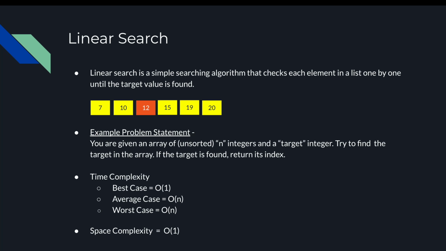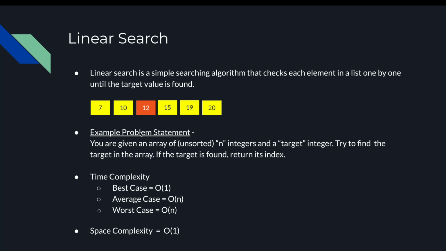Linear search is a simple searching algorithm that checks each element in a list one by one until the target value is found. For example, as you can see, I have a list of integers here: 7, 10, 12, 15, 19 and 20. Now if I ask you to find 12 in this list, then probably you might be finding it by comparing 12 with the first element, then comparing it with the second element, and then comparing it with the third element. And here you have found your target value, right? Linear search also works in the same manner. It keeps on checking all the elements of the list until we find our target value.